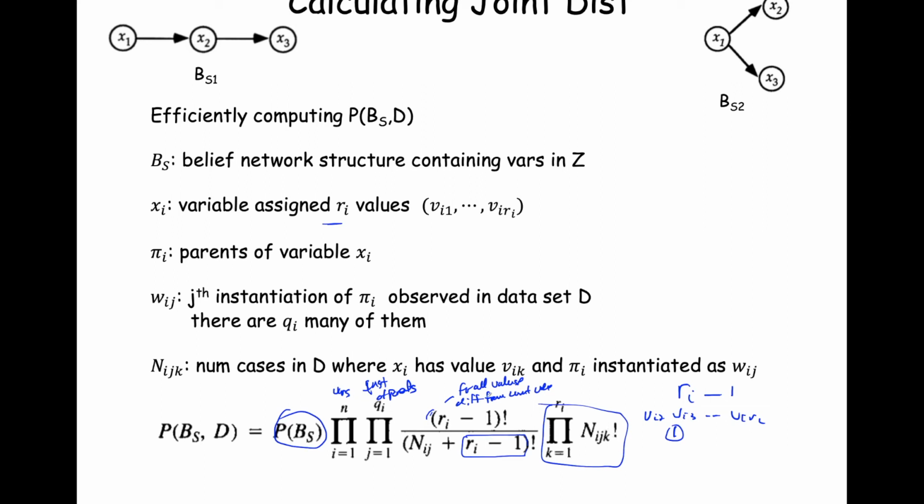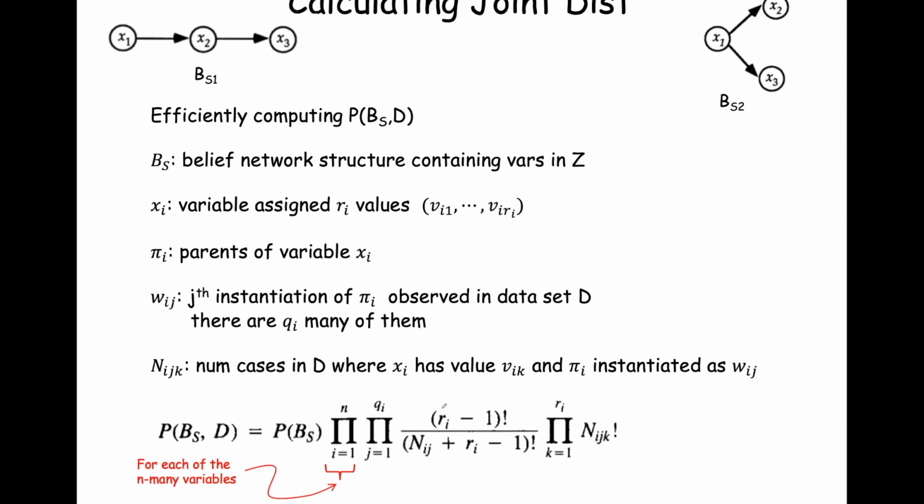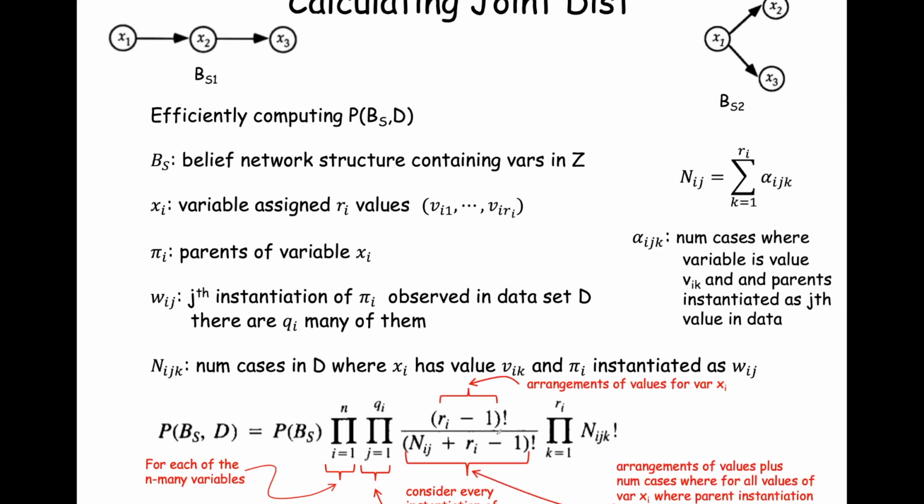And so here we're saying, effectively, for each of n many variables, consider a single instantiation of its parents. For that instantiation of the parents, we're looking at a probability, a proportion here: the arrangements of the values for that variable minus one of those values. And in the denominator we're looking at the arrangement of values plus the number of cases for all variable values of that variable where a parent instantiation is fixed, and we multiply it by all the different instantiations.